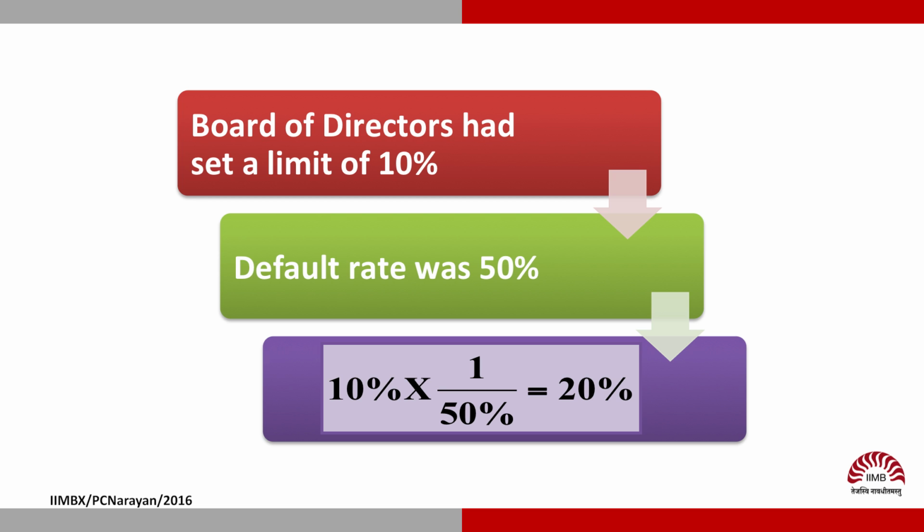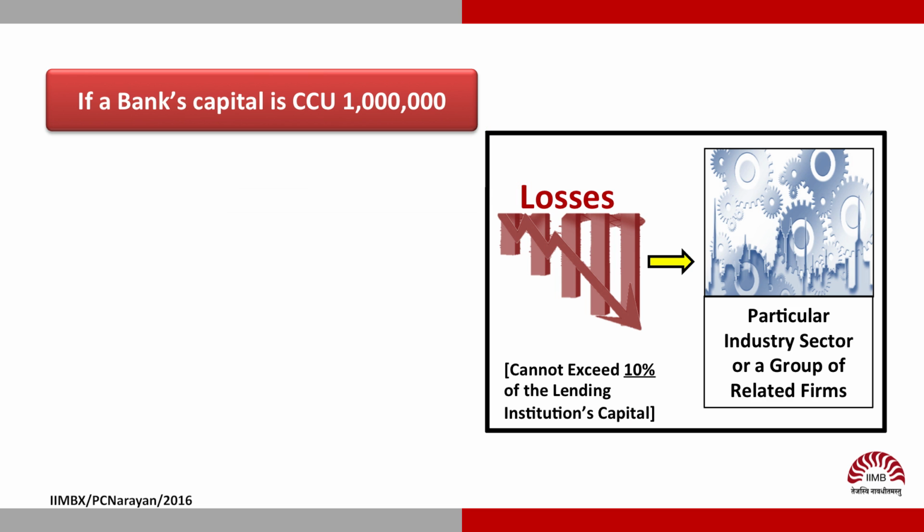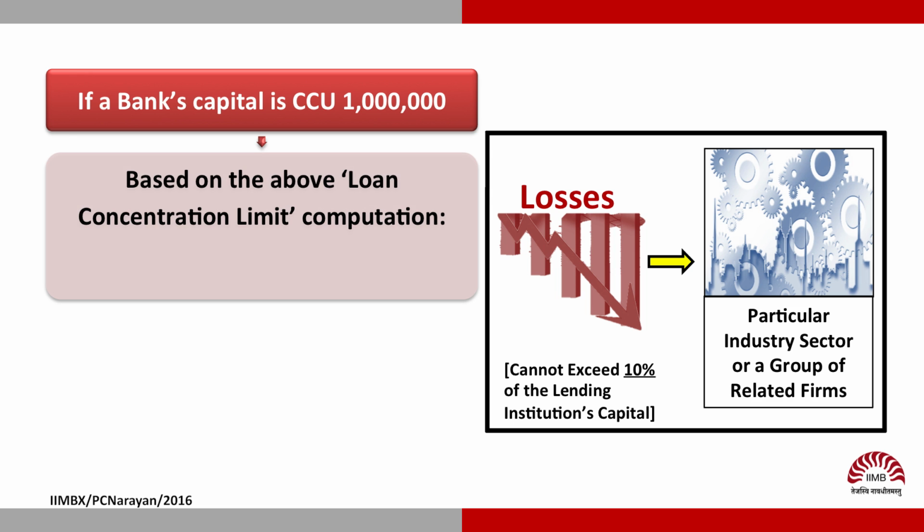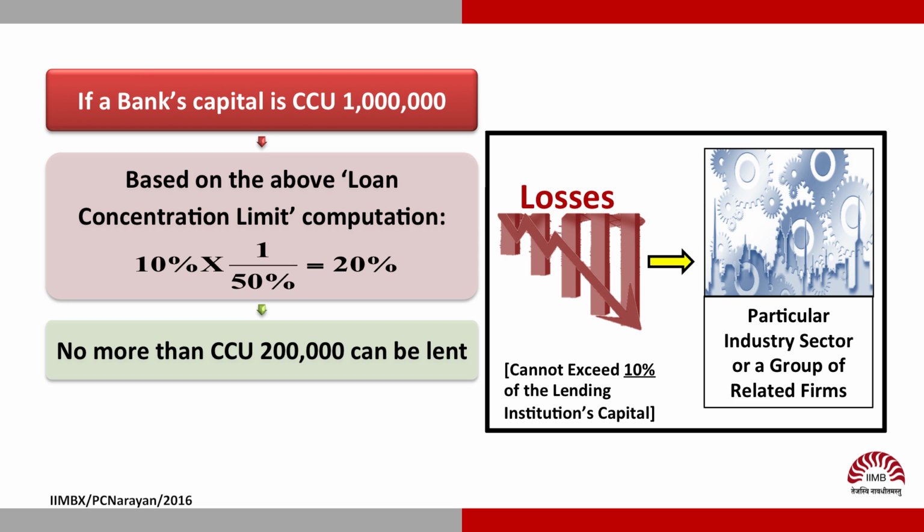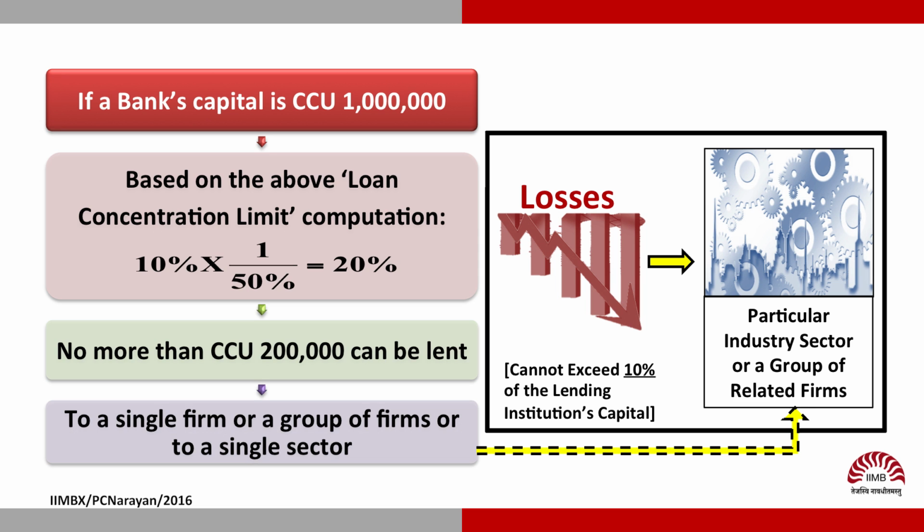Now, how does this map itself? If a bank's capital is, say, 1 million currency units, based on the loan concentration limit computation that we just did, no more than 200,000 currency units can be lent to a single firm or a group of firms or to a single sector.